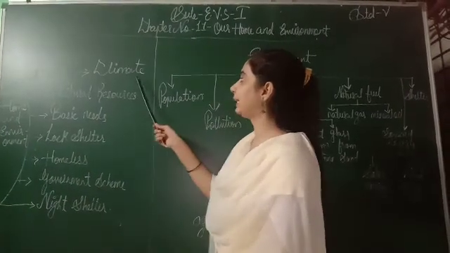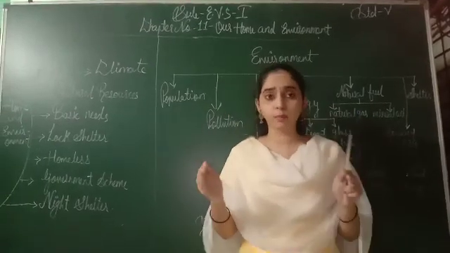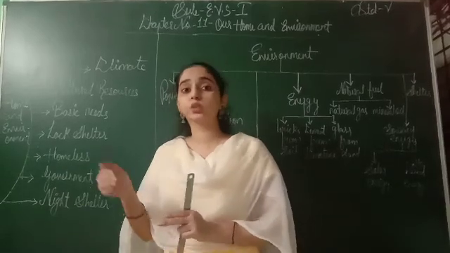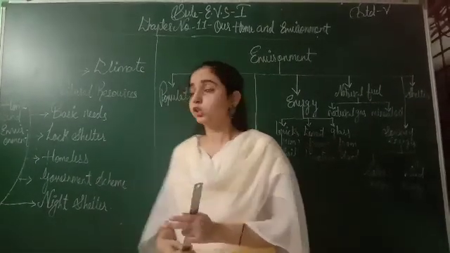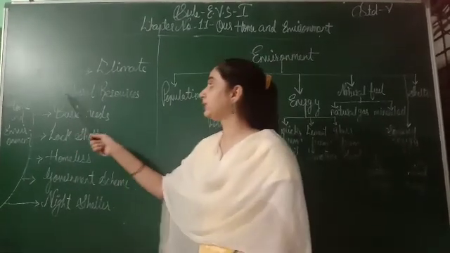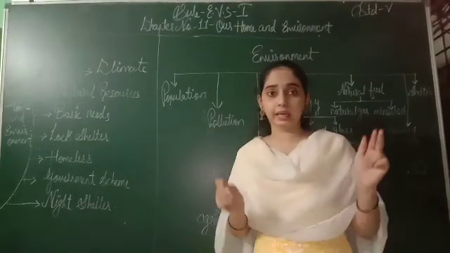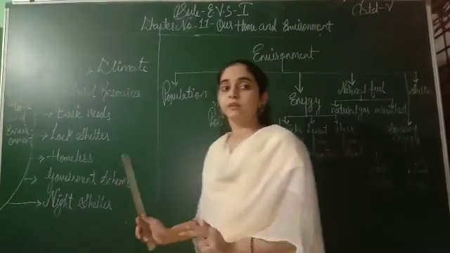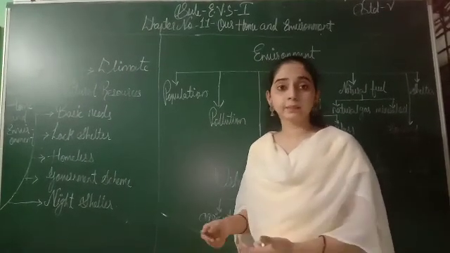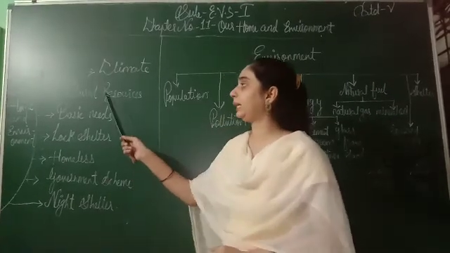First point is climate. When we make a home in an environment, we have to see whether the climate is suitable for us or not. So while making any house, climatic condition is most important. Next is natural resources. For constructing any building, we use natural resources like wood, minerals like iron, and water. So all this is used for making any house.